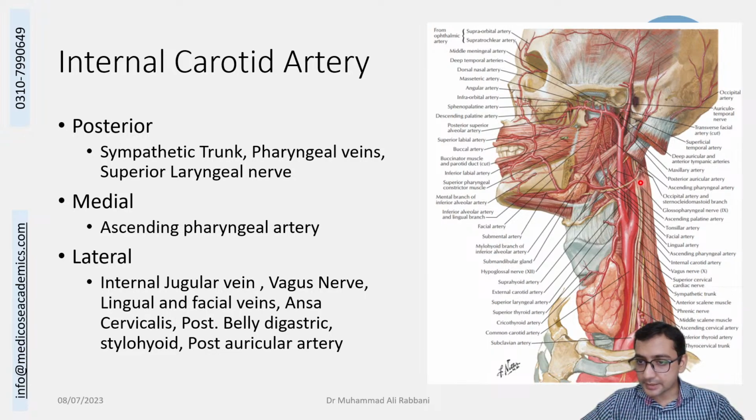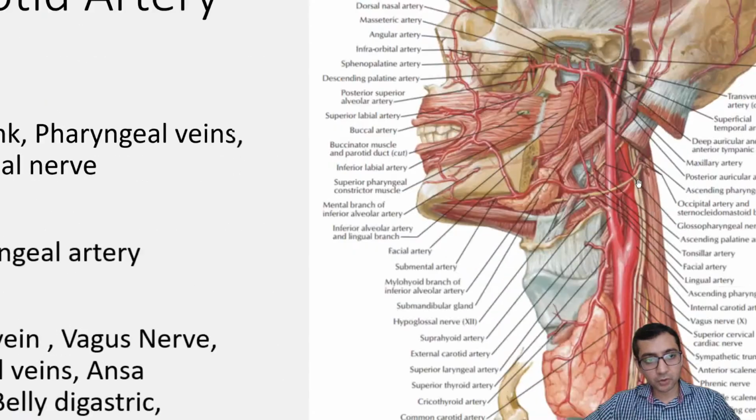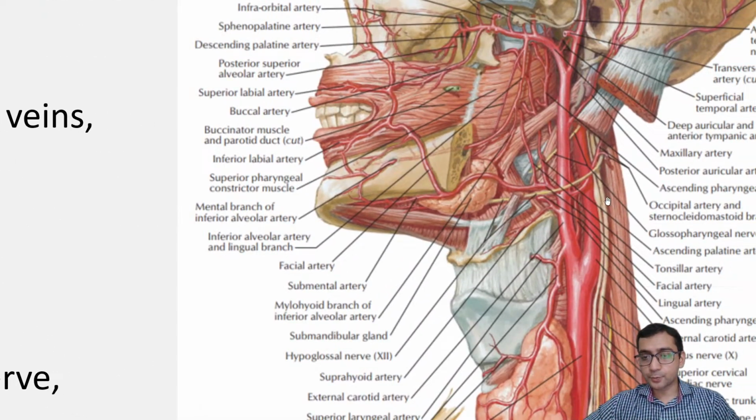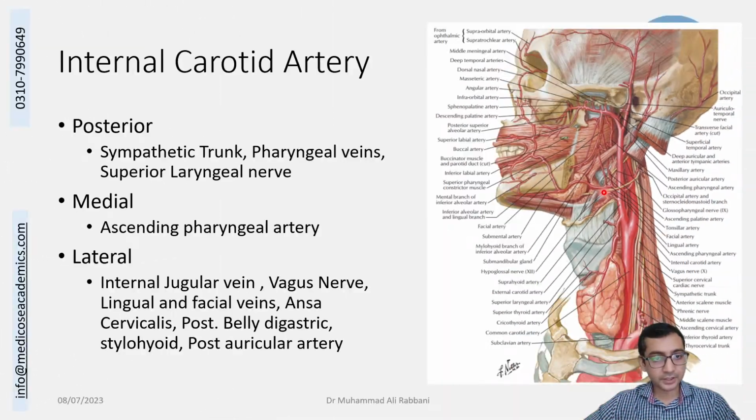On the back, there is running of these nerves. There is a sympathetic chain that is running on the back of it, and on the posterior aspect, the superior laryngeal nerve is running behind it, because the vagus nerve is running a little posteriorly to it, and the other muscles are behind.